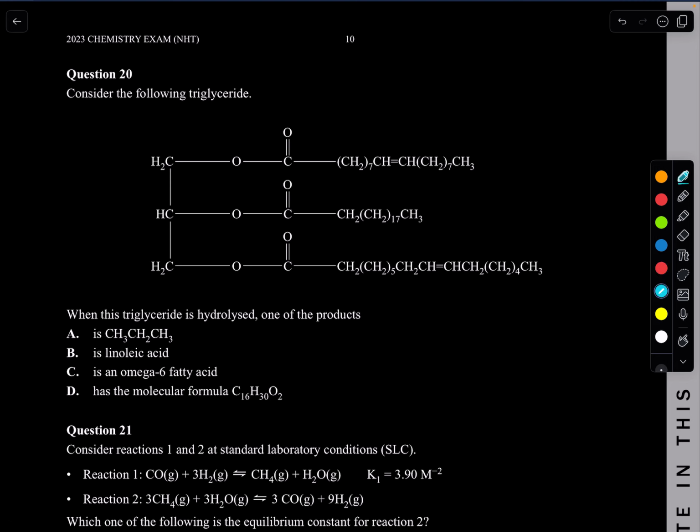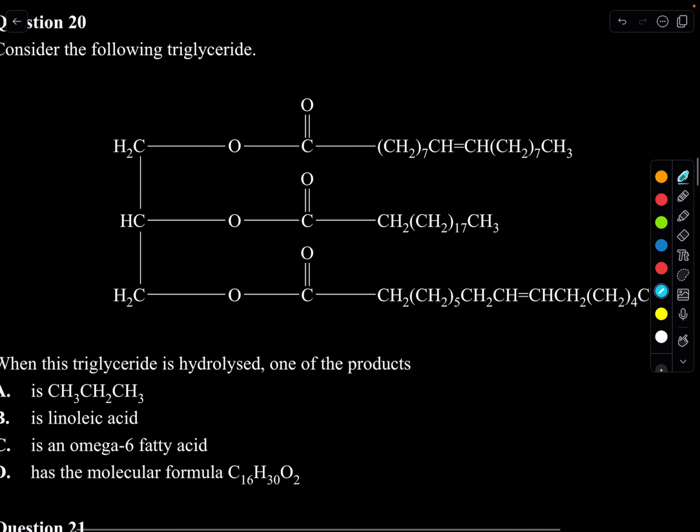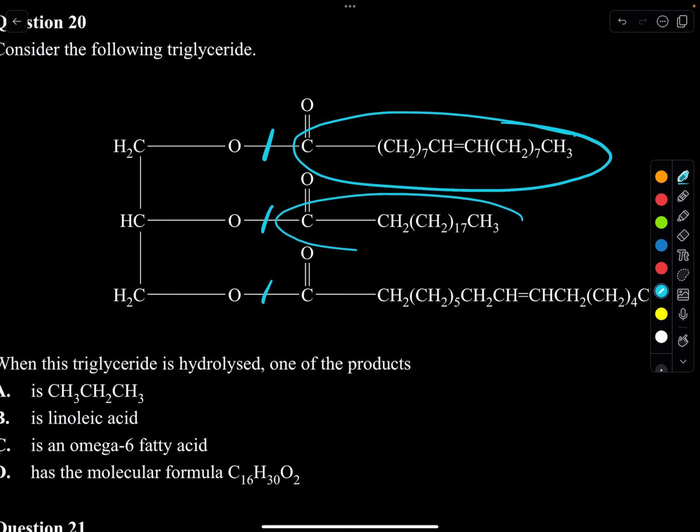Question 20. Let's have a try at this. Consider the following triglyceride. When this triglyceride is hydrolyzed, one of the products is what? Okay, so we know that when we hydrolyze, so break these bonds right here, we form 1 glycerol molecule, and we also form 3 fatty acids, which are these parts here. These are your 3 fatty acids.